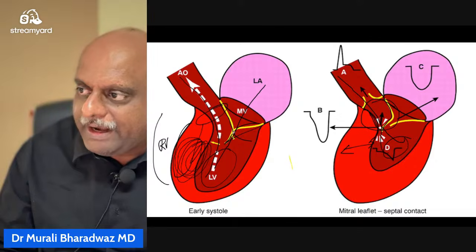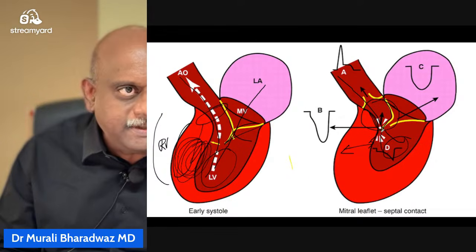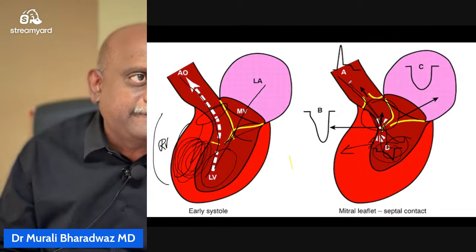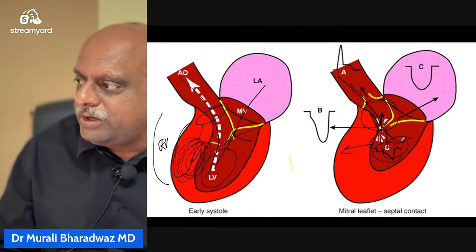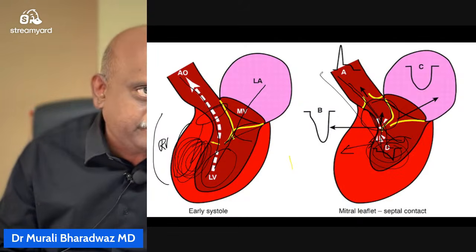But here the anteromedial leaflet and the interventricular septum are coming and touching each other, and that leads to obstruction to the outflow of the blood. Normally, during which phase? During ventricular systole, the blood is pushed into the aorta.